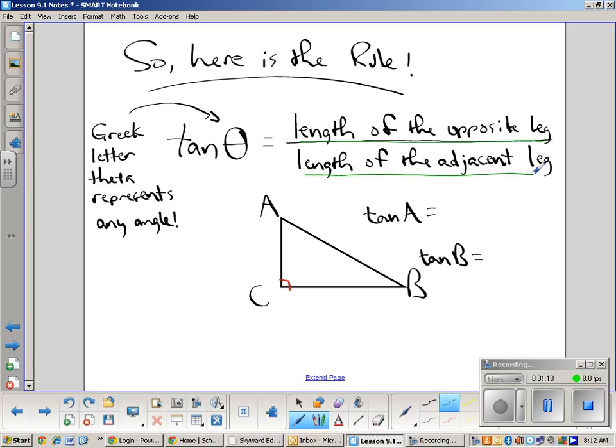And so, what's the ratio tangent A? What's the tangent of angle A ratio? Louder, please. CB over CA. The opposite over the adjacent. That's correct. Okay? What is the tangent ratio to angle B?